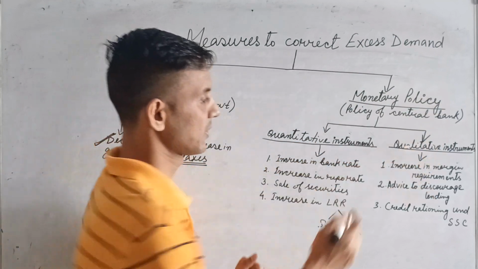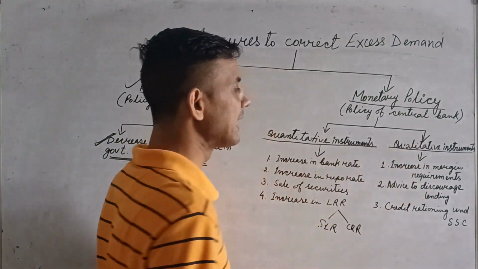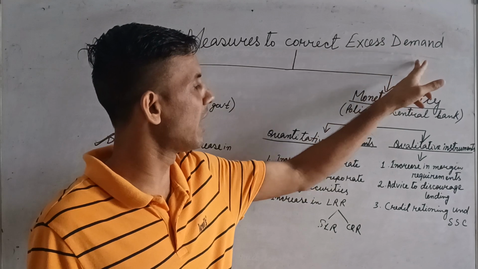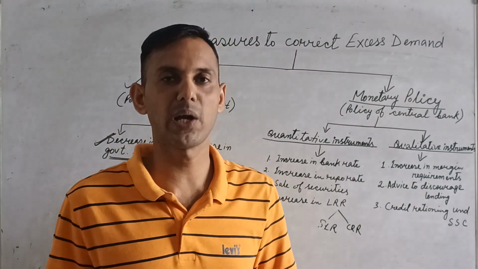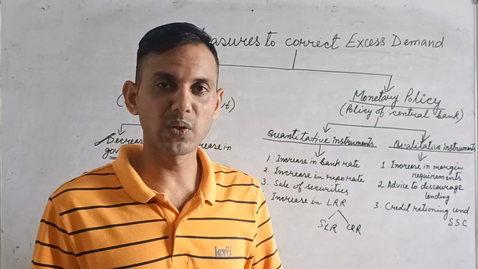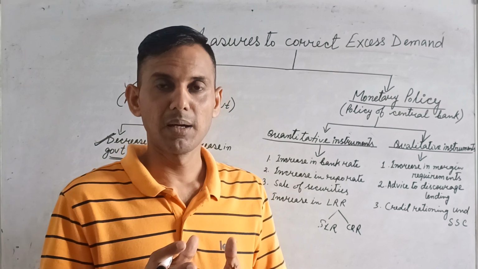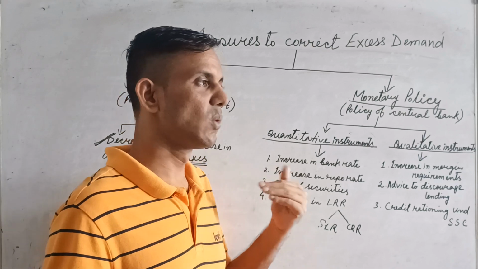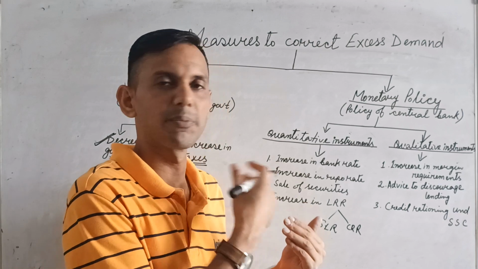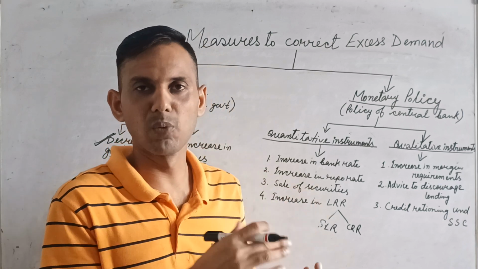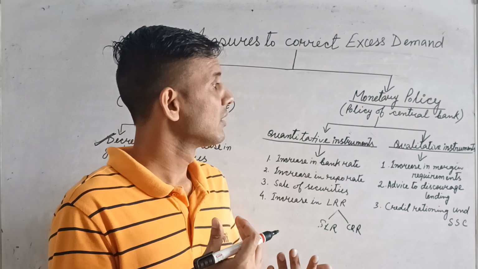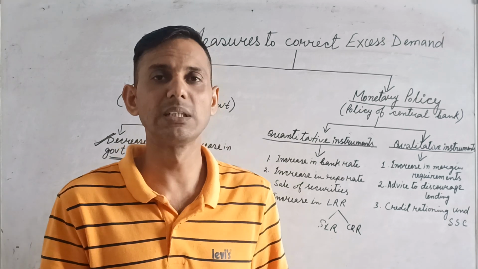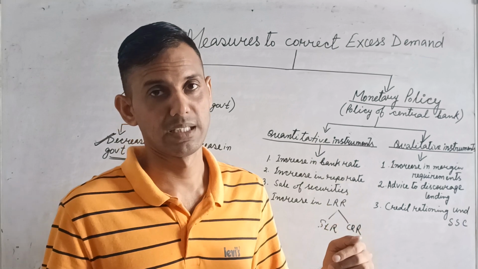Then qualitative. Increase in margin requirements. So when there is excess demand, then the bank will increase the margin requirements. I think you know that margin requirement is the difference between the market value and the value of your property. Suppose you want to borrow money from the bank, and that's why you have to give some collateral, like your property documents or other things. If the bank says that 60% you will get as a loan, then you will borrow only 60%. 40% the bank will take. Clear?